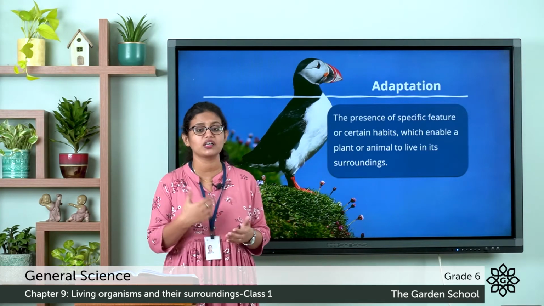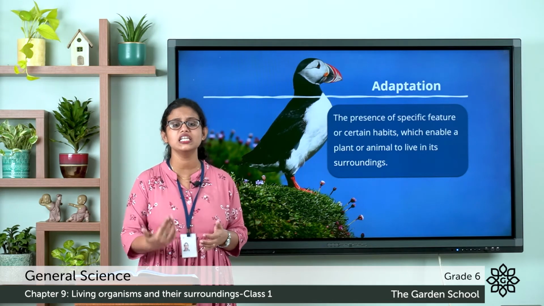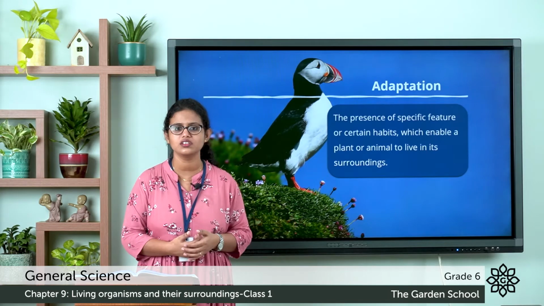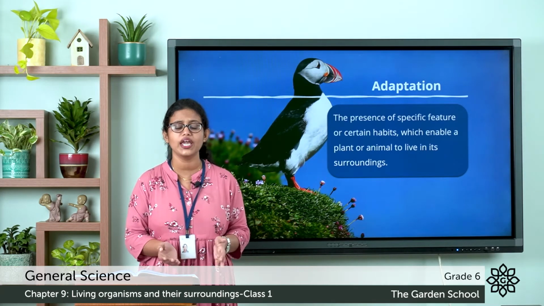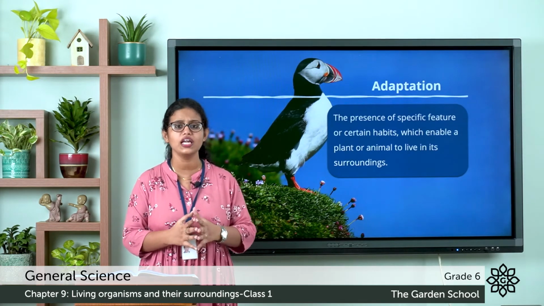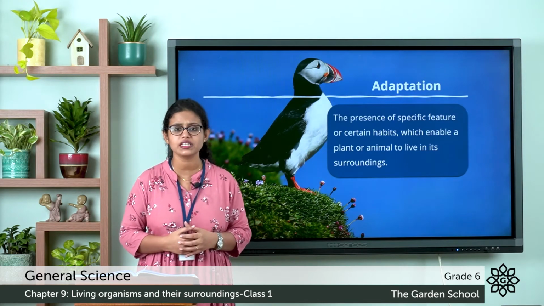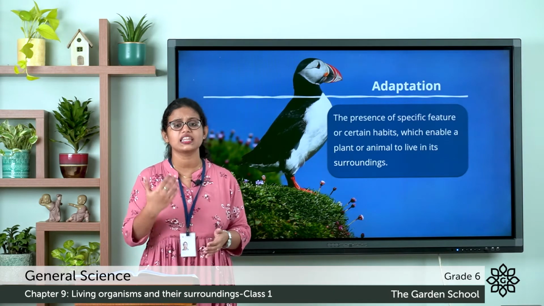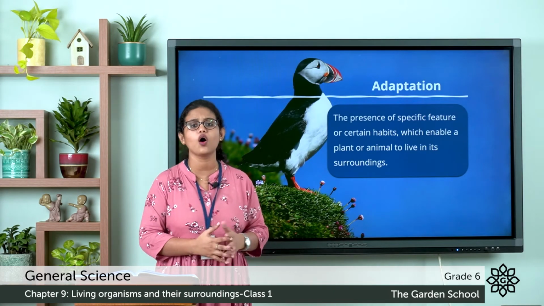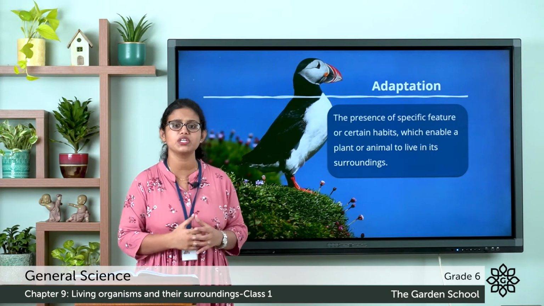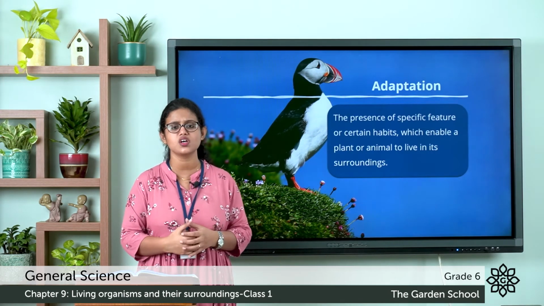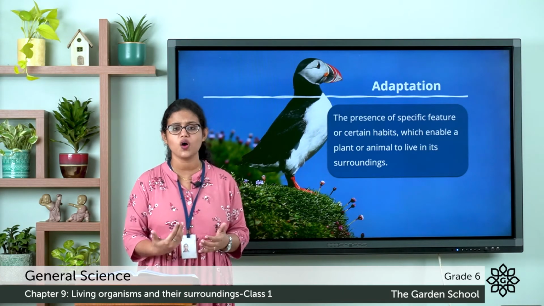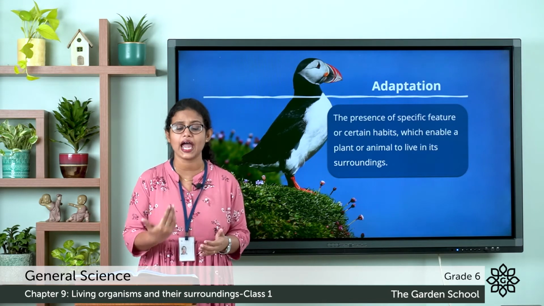What about a monkey? We know that a monkey is a terrestrial animal. It lives on land. What if this monkey is made to live in water? Can it survive in water? No, it cannot survive in water. Why? Because it is not the right habitat for a monkey. And the monkey has some special features that help it to survive only on land. So adaptation means the body features or the habits that help the animals to survive or live comfortably in their habitat.